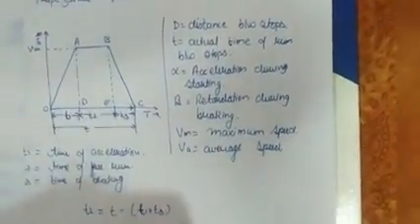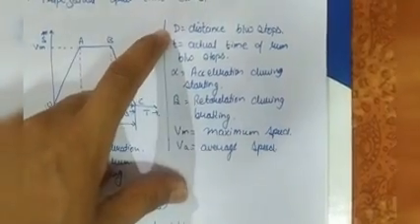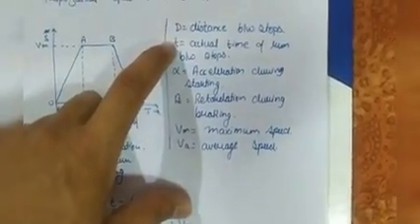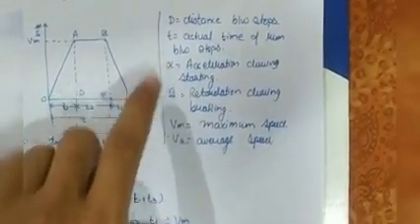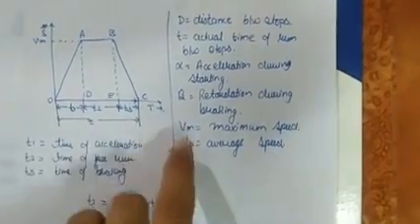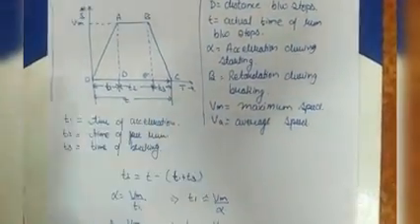So let us go through all of these details. D is the total distance covered by the train, t is the actual time that the train will take between the two stops, alpha is the acceleration during starting, beta is the retardation of the train, Vm, as I told you, is the maximum speed, and Va is the average speed, as we have discussed earlier.